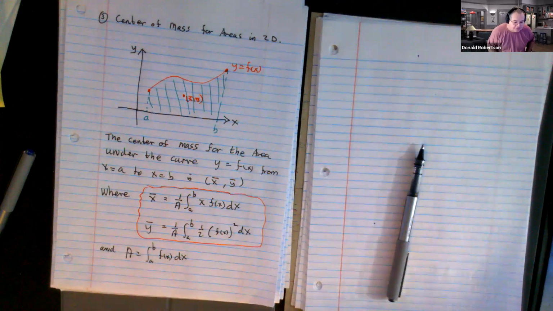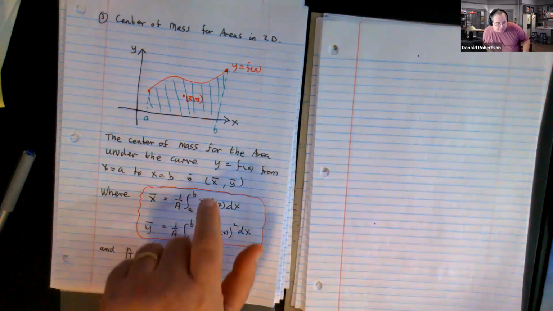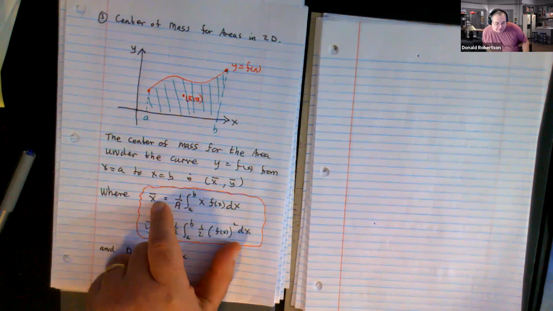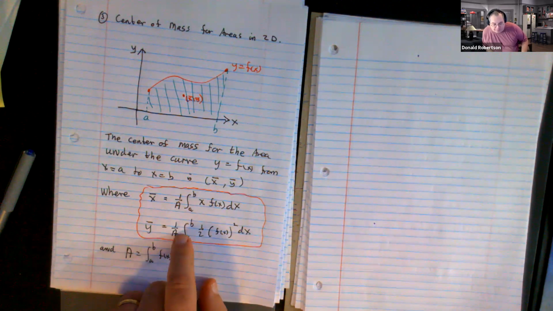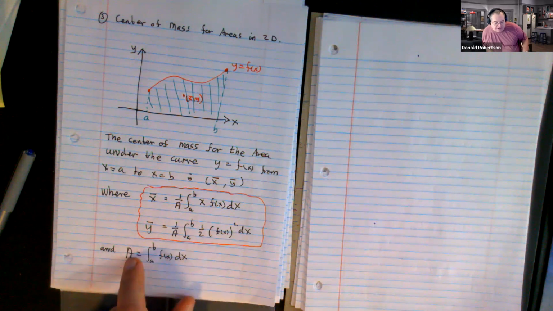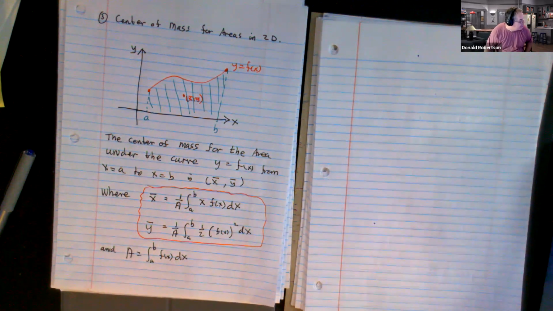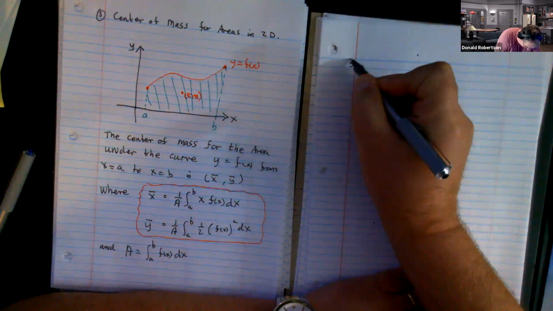In order to calculate the centre of mass, we have to use these two formulas. The x coordinate of the centre of mass is 1 over A times this integral, and the y coordinate is 1 over A times this integral, and A is the integral from a to b of that function. So we have a lot of work to do, I guess, is how you'd phrase it. So let's start with question 5.